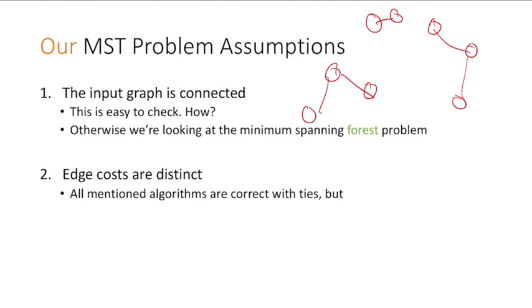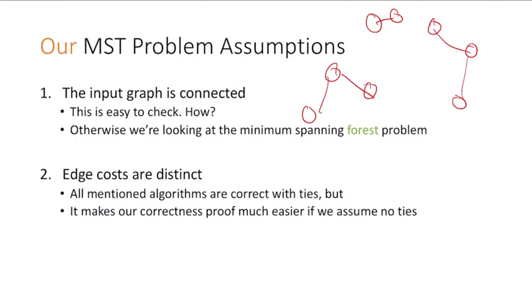And our second assumption is that edge costs are going to be distinct. All the algorithms we'll discuss today will be correct with ties, but it'll make our lives easier as we're comparing and doing our proofs.